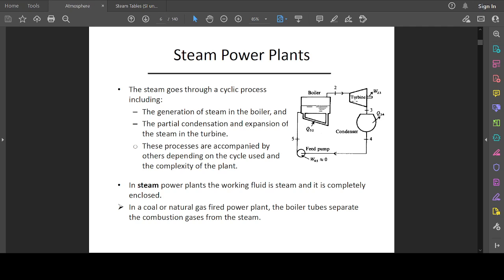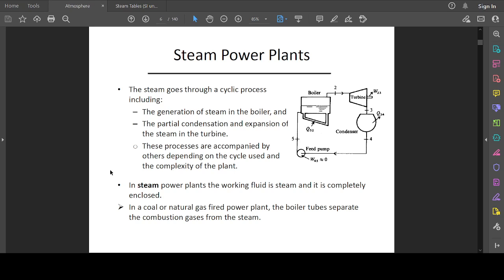So with the picture shown in the second slide in this lecture, you will see the cooling tower. So that will represent the condenser. Okay, and the low quality steam, a mixture of steam and liquid, will go to the feed pump, and that will be pumped back into the boiler by increasing the pressure. Okay, so these processes are accompanied by others depending on the cycle used and the complexity of the plant.